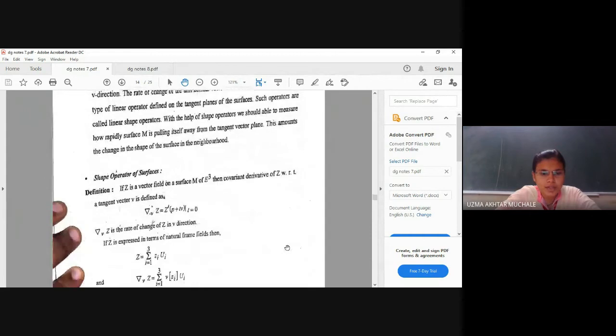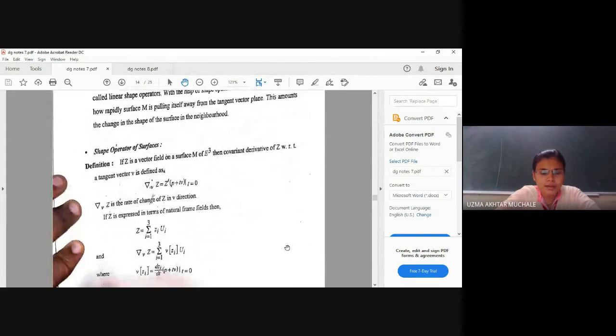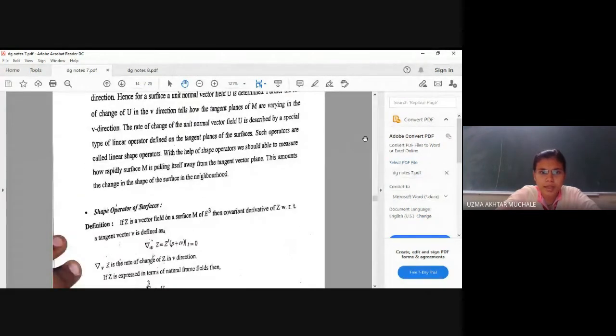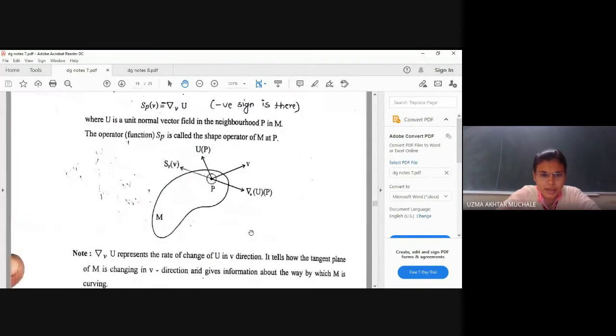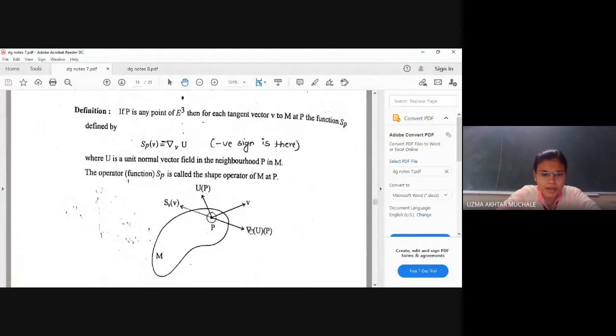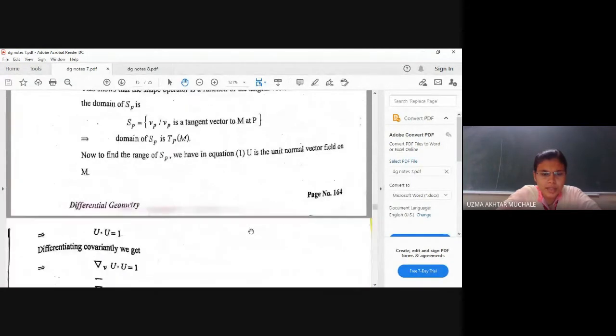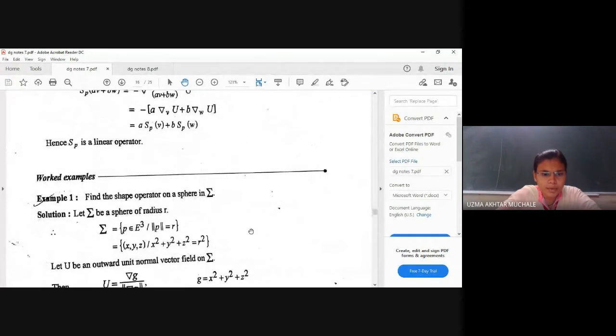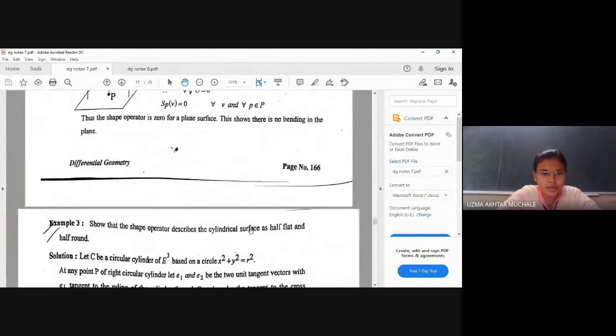This is the definition of a shape operator that we are going to see. And then we are going to prove the shape operator is linear. Then we are going to solve some examples.